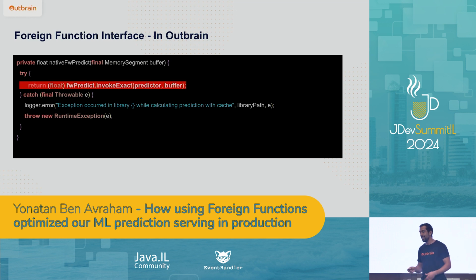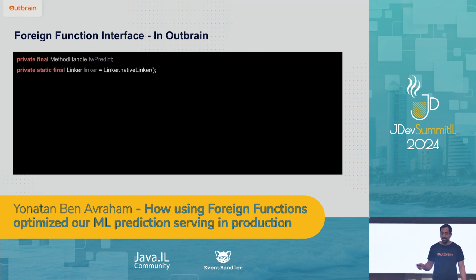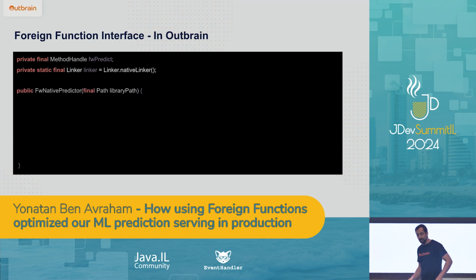Well, not really. The heavy lifting is not here. It's not where we are calling the method. The heavy lifting happens where we create this fwPredict, this method handle. And method handle is not a new class. It exists in the JDK, I think, from JDK 7. But the class that will create the method handle for us is the linker. And more specifically, in our case, the native linker. And it will create it in the constructor of our class.